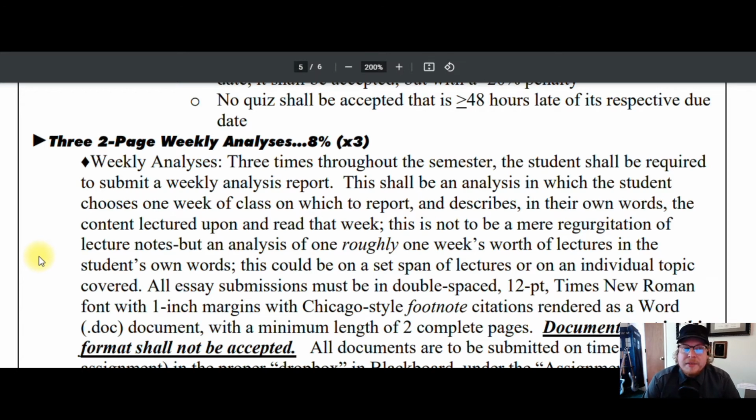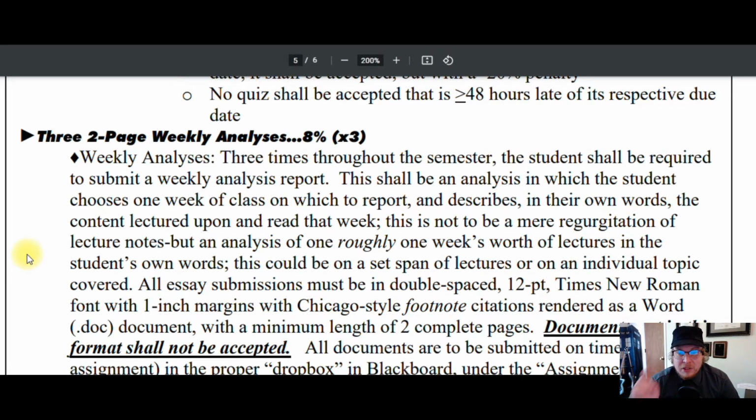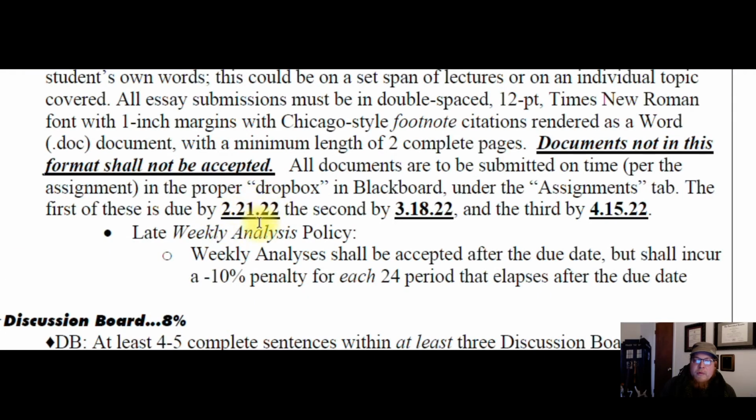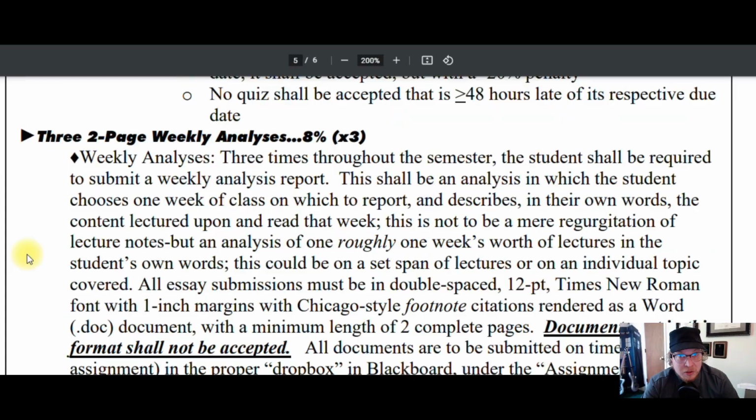So what are the weekly analyses? 3 times throughout the semester, and those 3 times are already at the bottom of this paragraph. The first one is due February 21st, the second one is due March 18th, and the third and final one is due April 15th. So those are 3 other due dates. You will make a 2-page, and when I say 2-page, 12-point Times Roman Chicago Manual style analysis of roughly a week's worth of class material. Okay, so basically talk about a week's worth of stuff.